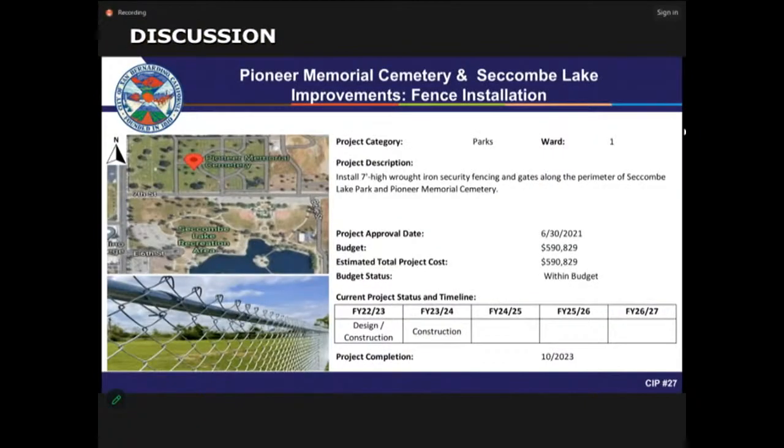Okay. The Pioneer Memorial Cemetery and Succumbe Lake improvement is a fence installation project. It includes the installation of 7-foot-high wrought iron security fencing and gates along the perimeter of Succumbe Lake Park and Pioneer Memorial Cemetery. The project is almost completed. We've been going through a lot of work. There has been some vandalism damage with ongoing repairs. So we're expecting this to be completed by October of this year.